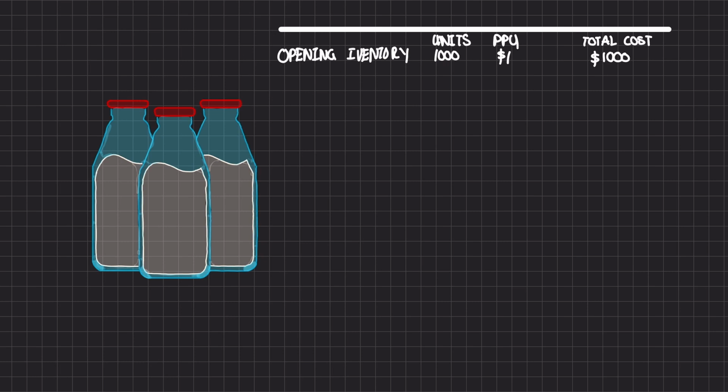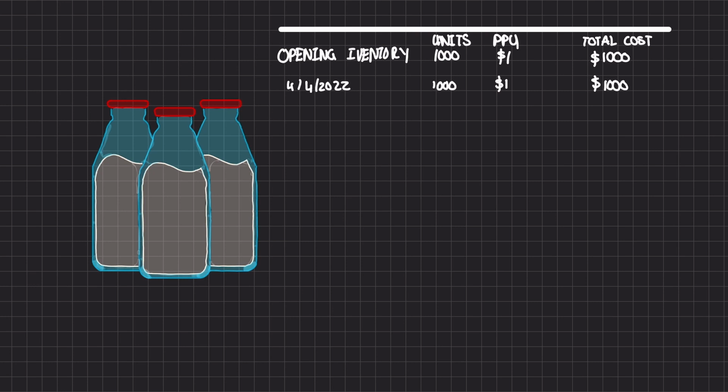But then the company says, we're going to be selling more this new month, so we need to purchase some more. Let's say it is the month of April, and today is the 4th of April, 2022. This company is going to purchase some more milk. They're going to purchase 1,000 more units for $1, and so the total cost is about $1,000 again.